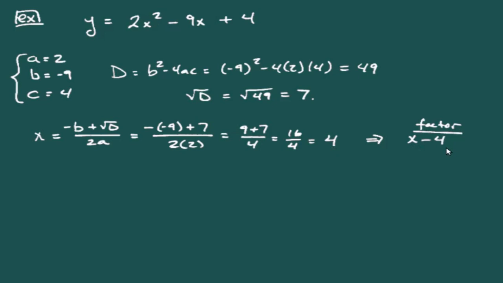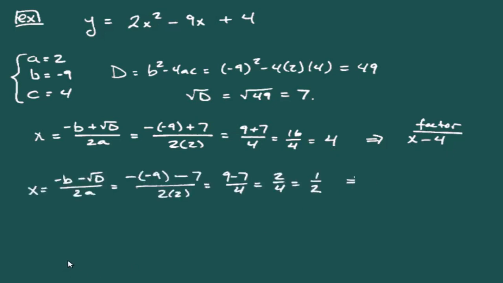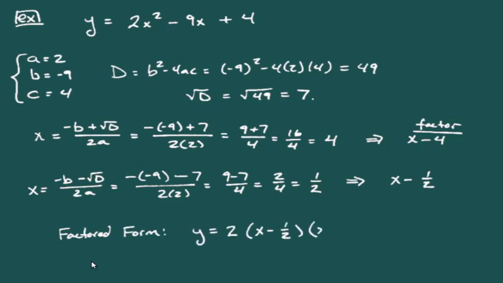For our second root, we've got negative b minus root d over 2a. And so that's going to give us the negative of negative 9 minus 7 this time over 2 times 2, which gives us positive 9 minus 7 over 4, 2 over 4, which gives us 1/2. And so again, when we turn that root into a factor, it just becomes x minus 1/2 as the factor. And so our factored form then is going to be y is equal to 2 times the quantity x minus 1/2 times x minus 4.